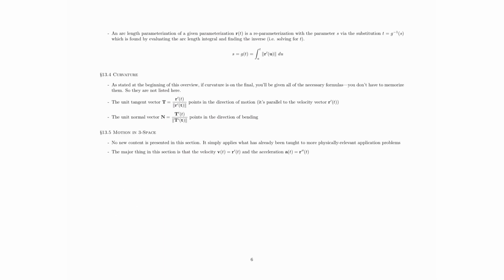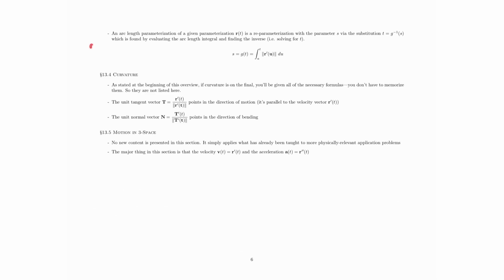Also in this section is something called an arc length parameterization. Arc length parameterizations sometimes show up on the final, but I will say they are not a very big aspect of any exam, especially not the final. So if you are asked to calculate it, this is a step process. So essentially, what you do, we'll do an example of this.